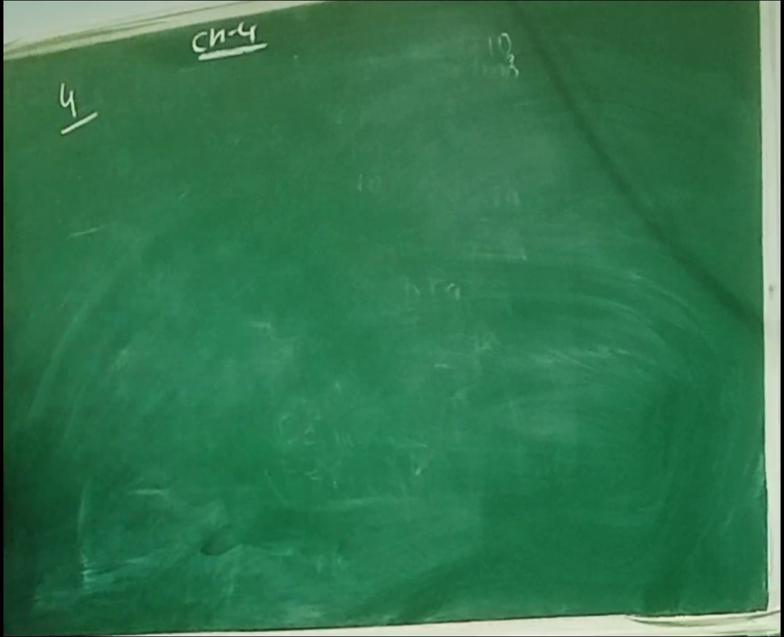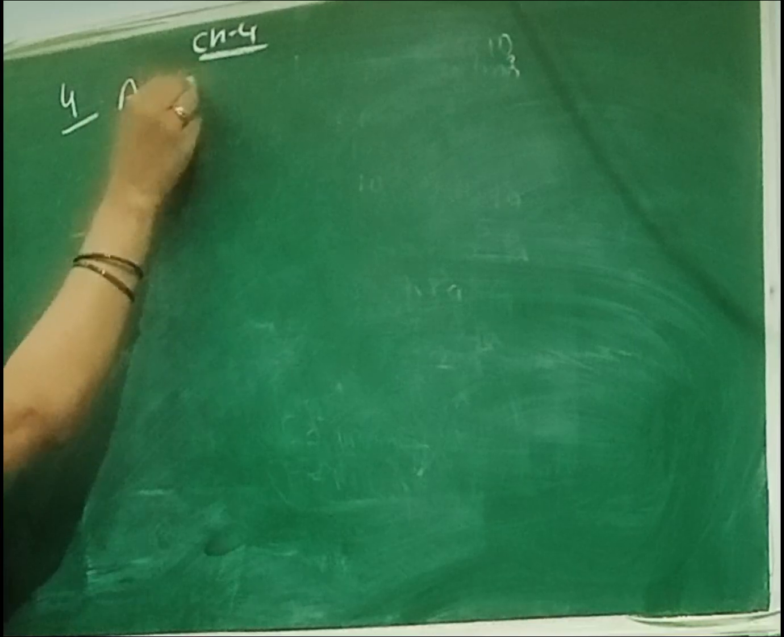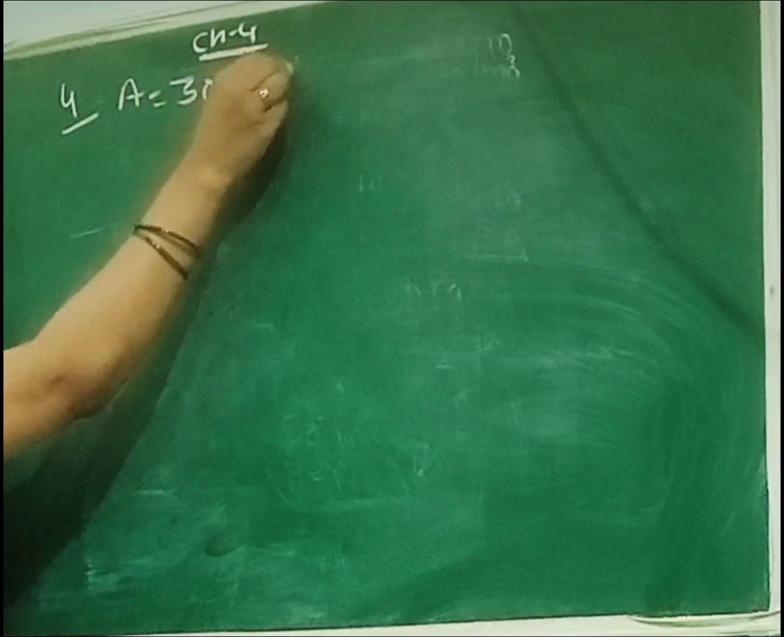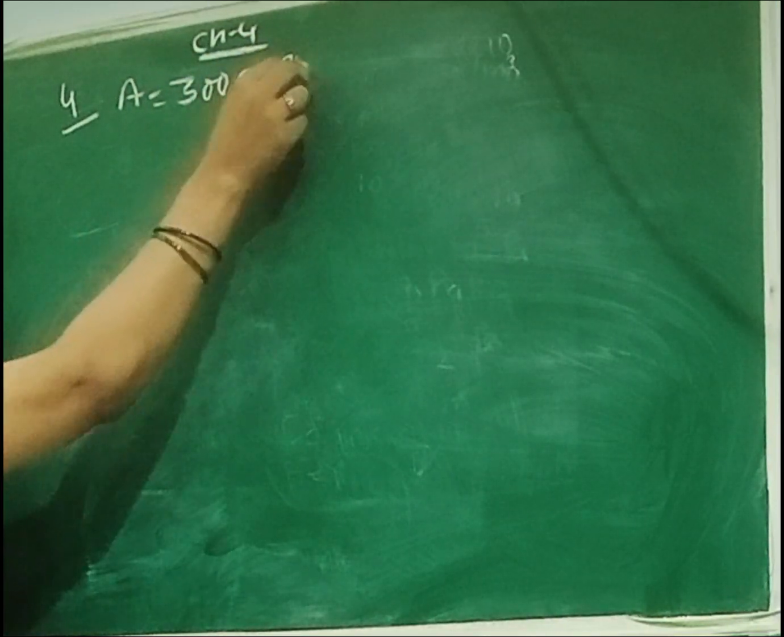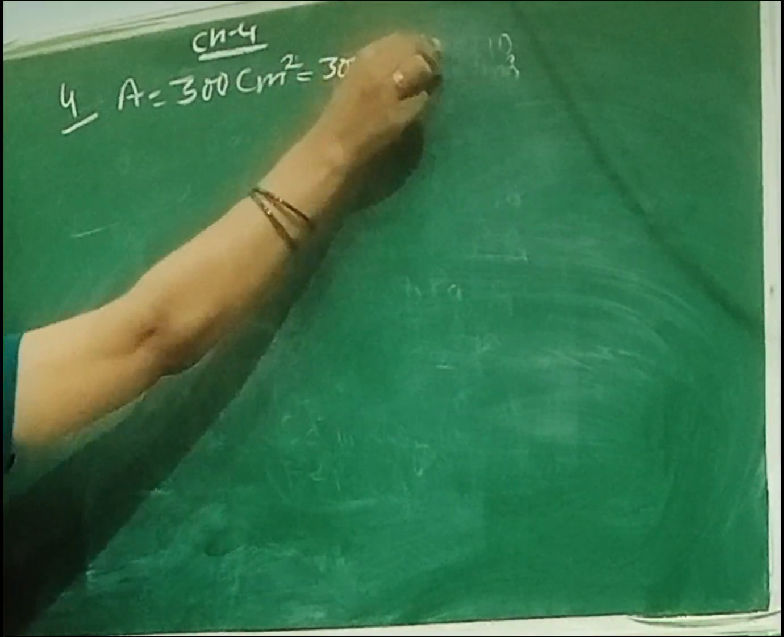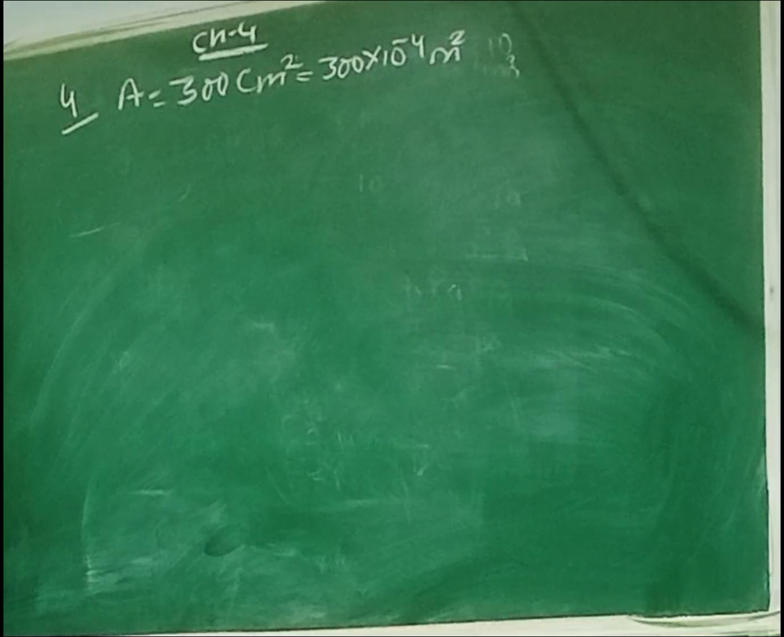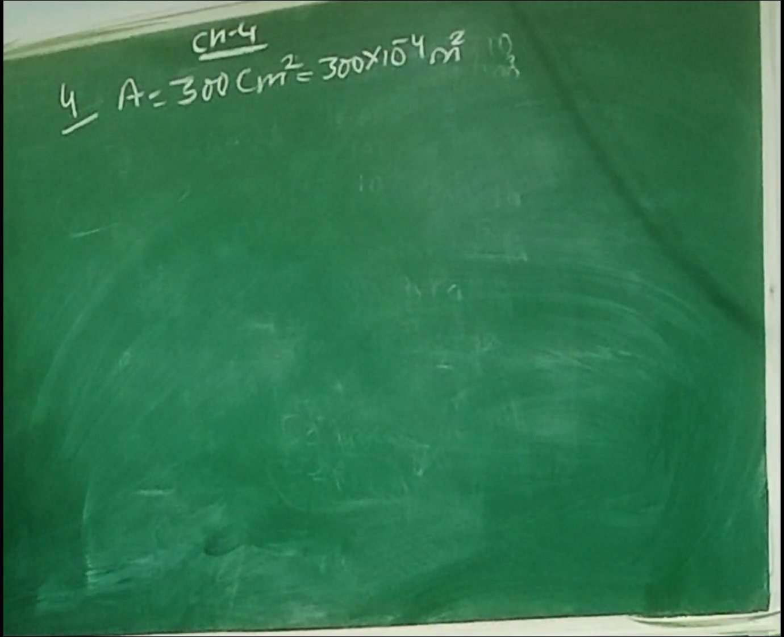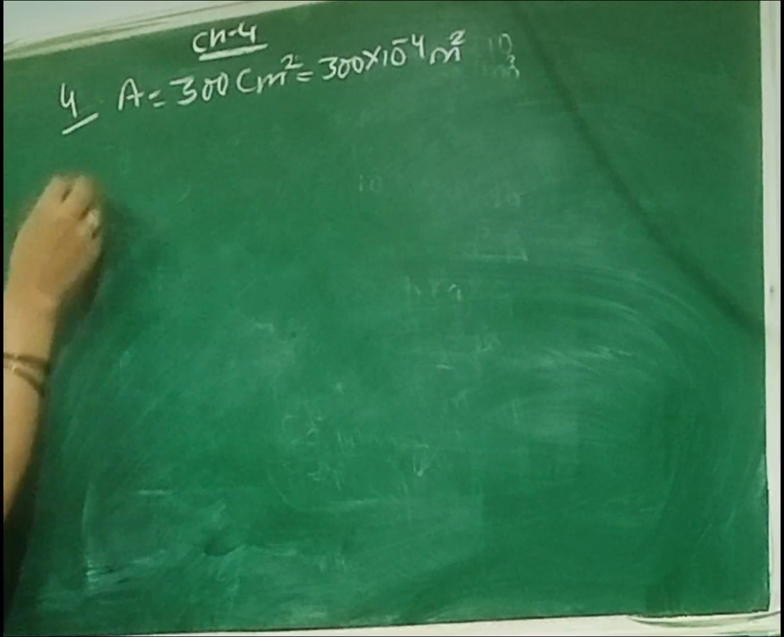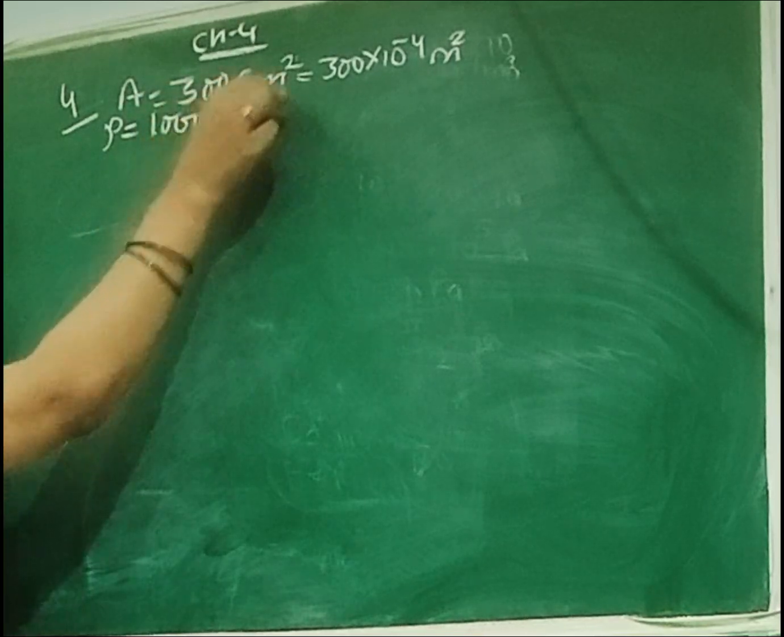The area of base of a cylindrical vessel is 300 centimeter square. Whenever it is given to you in centimeter or millimeter, you will directly convert it. Because in this chapter we need to find out the force and pressure, and both are in Pascal and Newton, and they need the unit meter square. Okay. So here we find out the area. Next it is given density of water 1000 kilogram per meter cube.